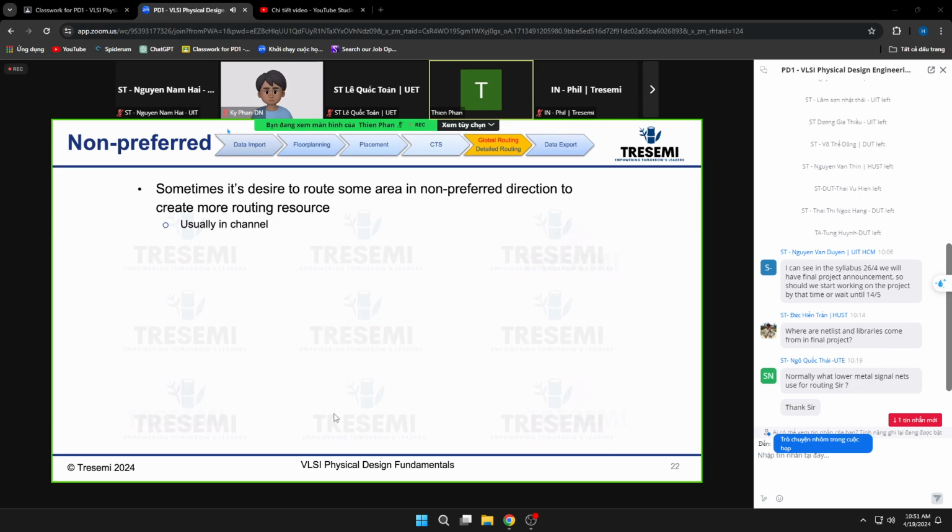Use the non-default rule, so the tool is going to be able to reuse that for our advantage, right? So very much we double the number of resources for either the horizontal or vertical channel, right? Because the other direction we don't need it anyway, right? Because in a channel you go straight, up and down, or you go left and right, right?